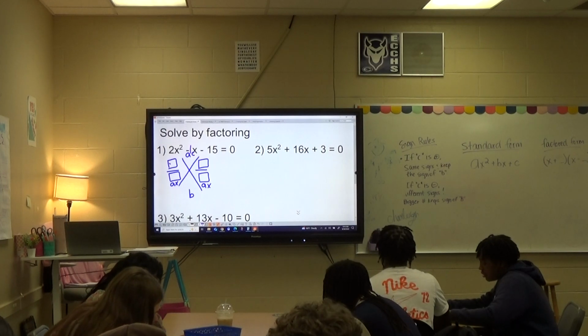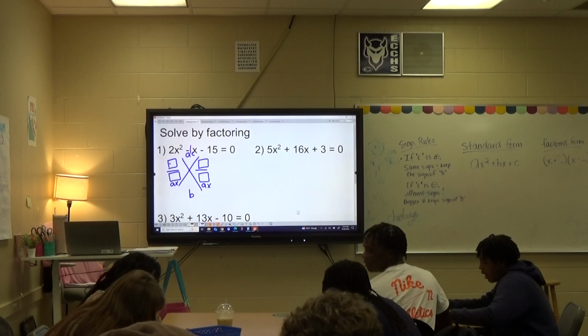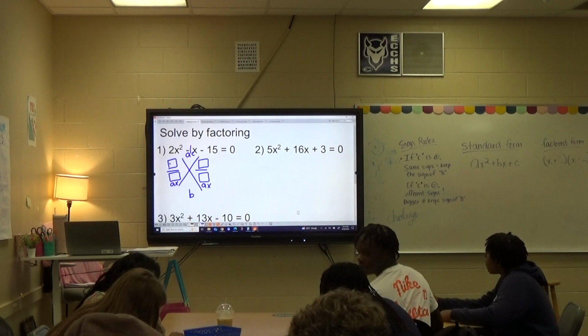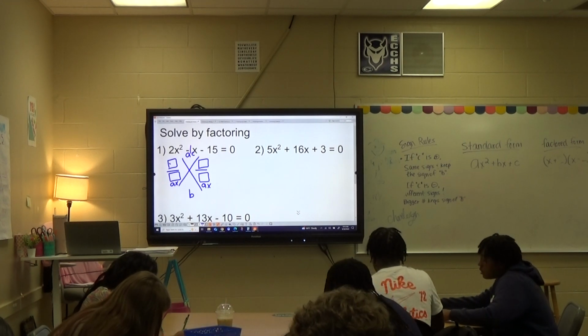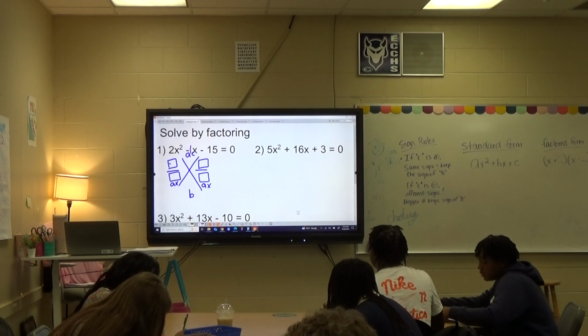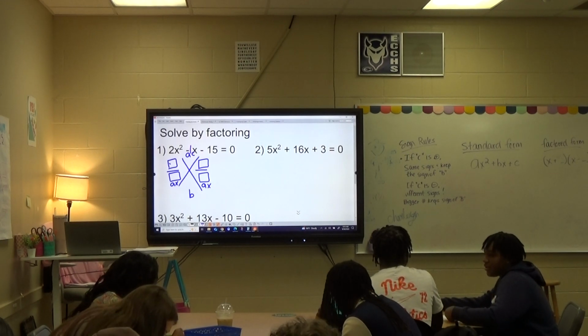All right, so draw your little X and fill in. Start by making your list. Your A is equal to 2, your B is equal to -1, and your C is equal to -15. Then make your X and fill in your blocks.